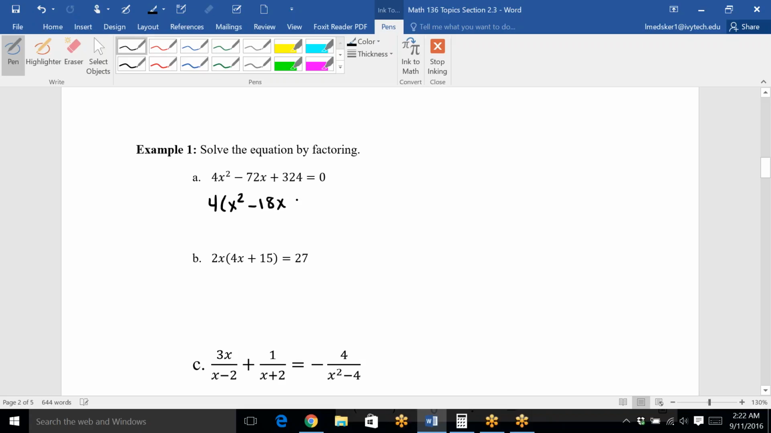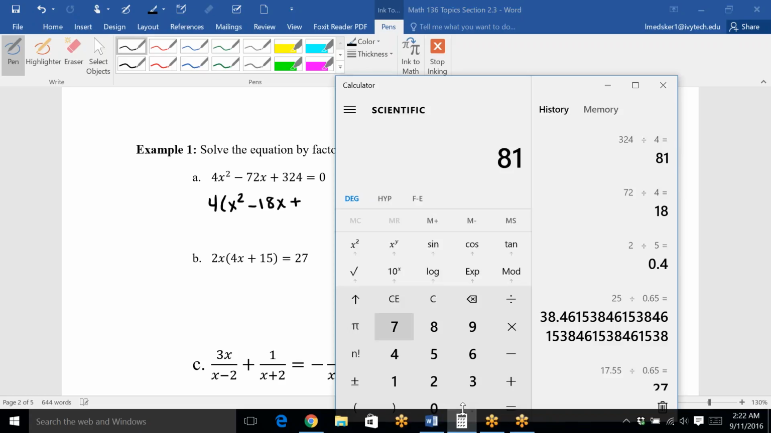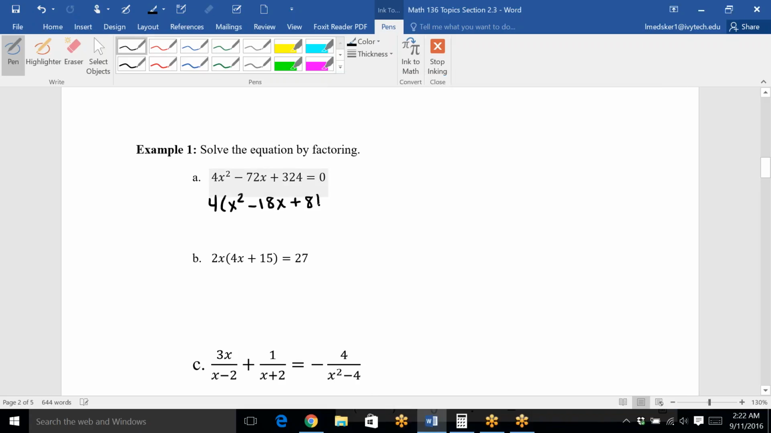This was an 18x, and I believe the last one was an 81, equal to 0. Okay, then that trinomial factors. 81 factors that are going to multiply to positive 81, but add to negative 18 would be negative 9 and negative 9. So notice right away, this is a multiplicity of 2. So if we wrote this, this would look like this. And this piece, since it shows up twice, you only need to solve it once.